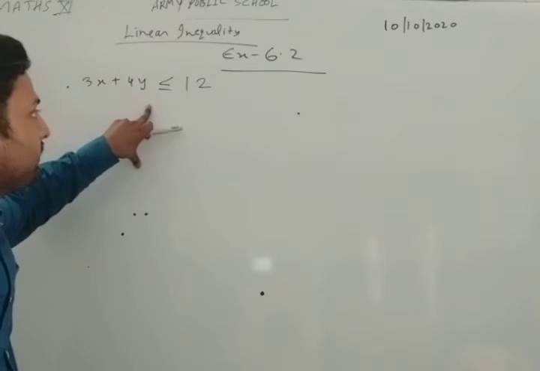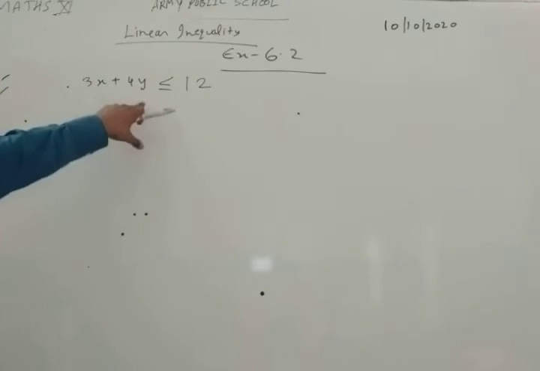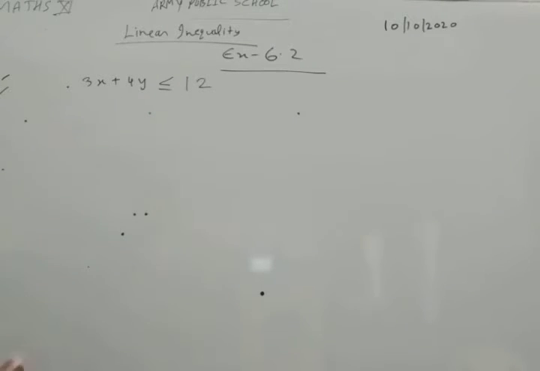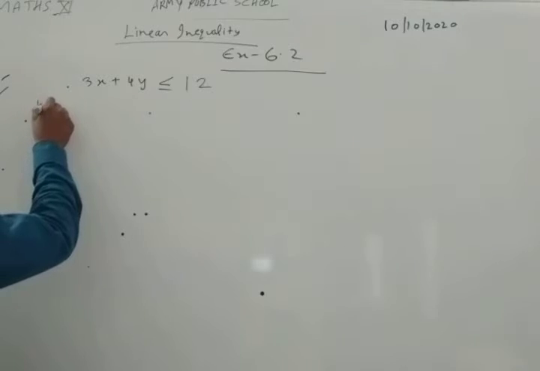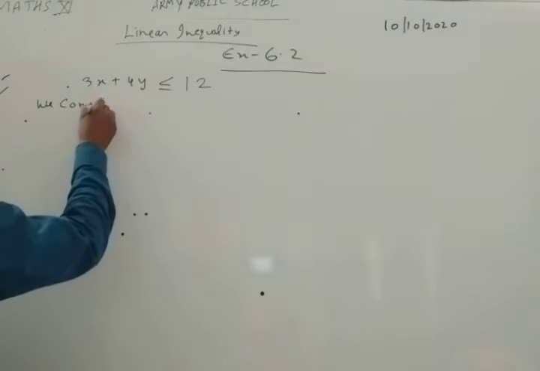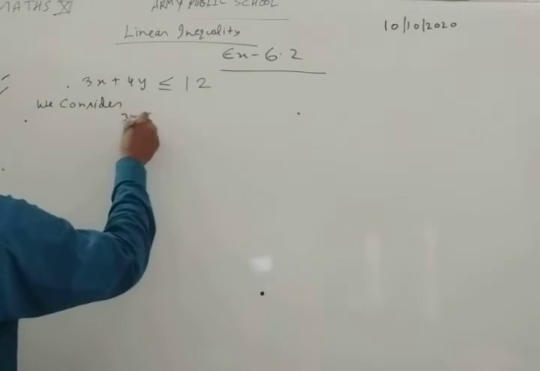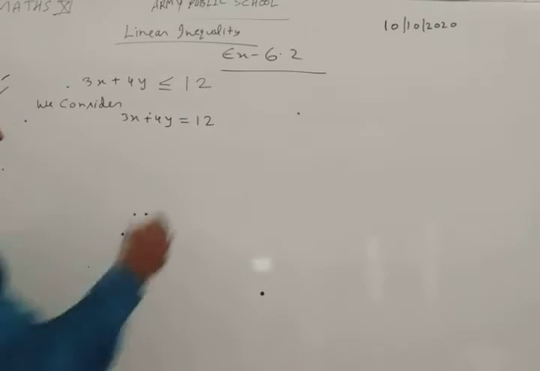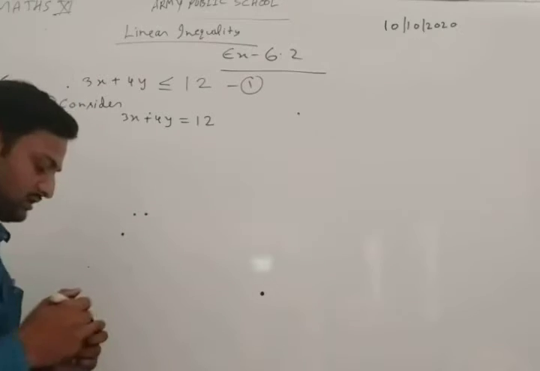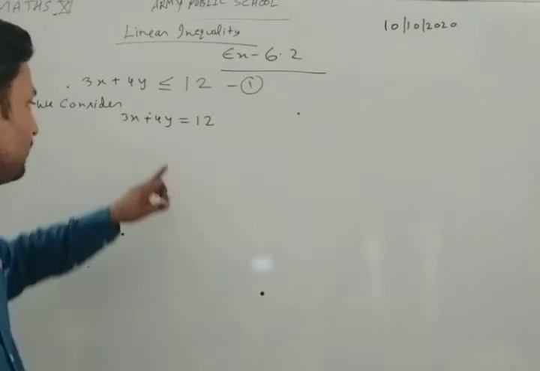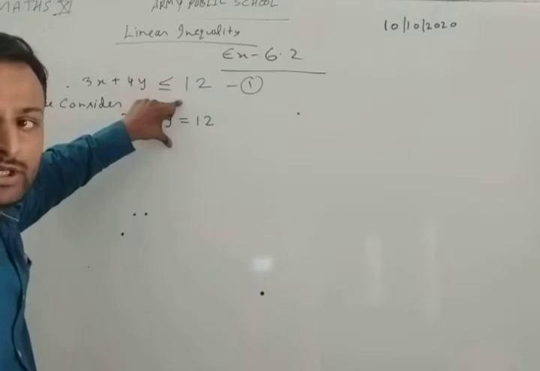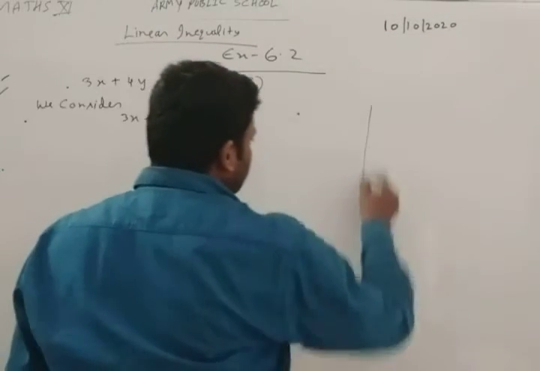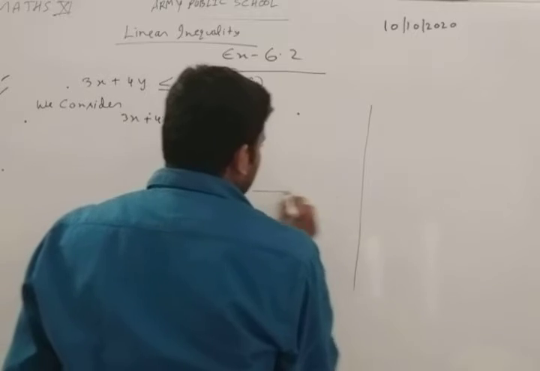So first, what will we do? First we will consider this inequality as an equality. We consider 3x plus 4y is equal to 12. Now we will draw the graph of this equality.